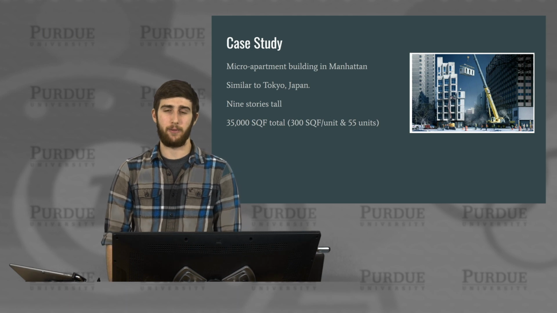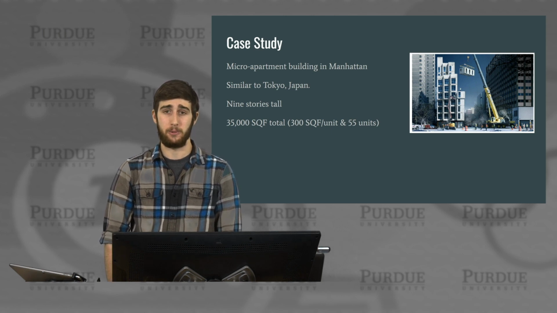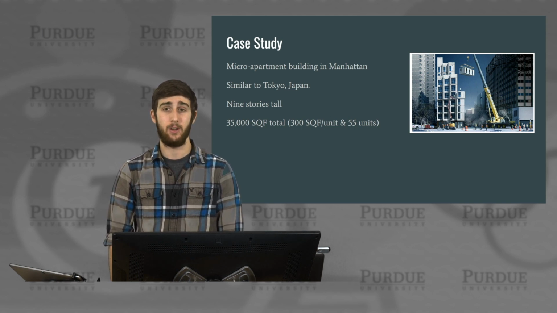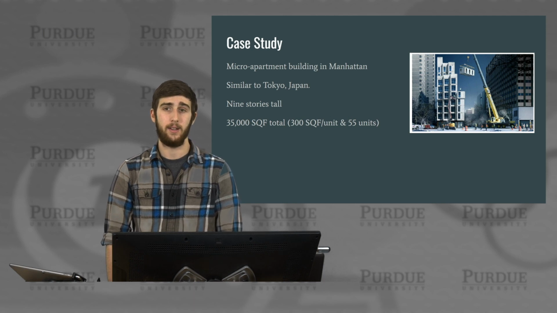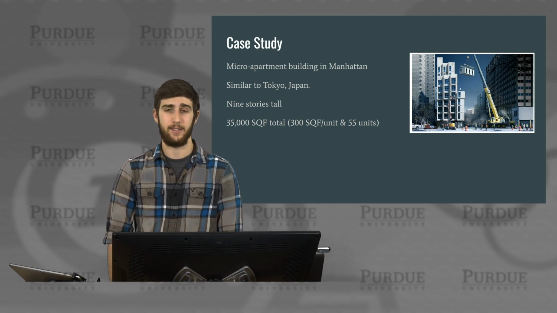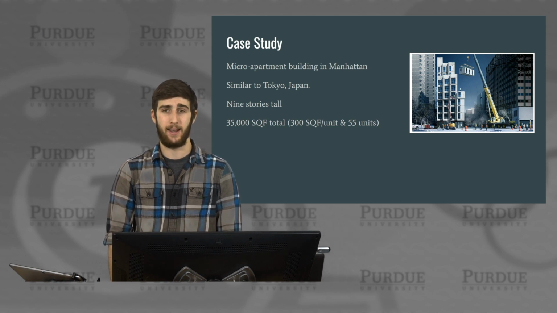To conclude, we'd like to provide a case study of a micro apartment building in Manhattan. This building is constructed using modules, so modular construction, which is very useful in big cities in small locations, such as Manhattan or similarly Tokyo, Japan. This building is 9 stories tall and features 55 units, each unit with approximately 300 square feet, and the entire building consisting of 35,000 square feet. This building is being built in Manhattan and should be leasing soon for 1-bedroom or 1-person or 2-person apartments.